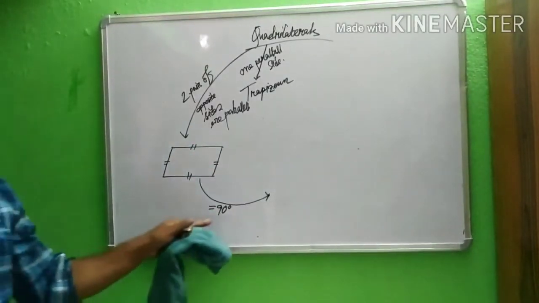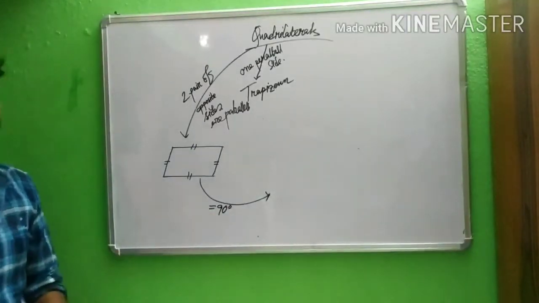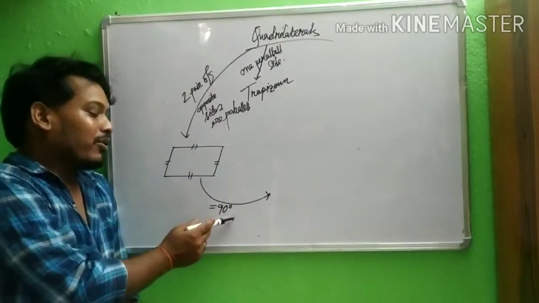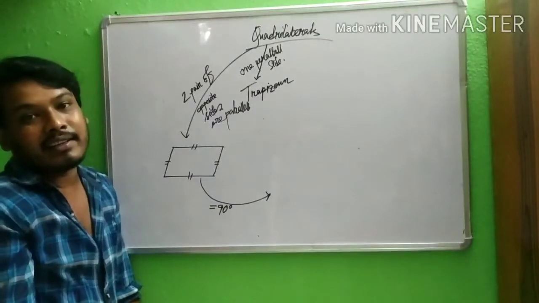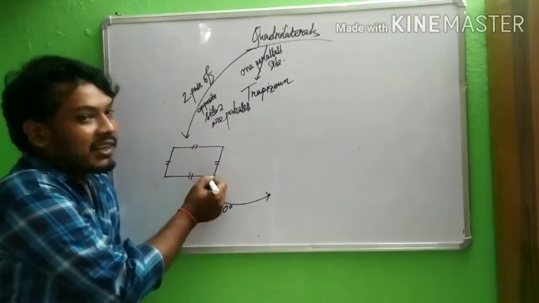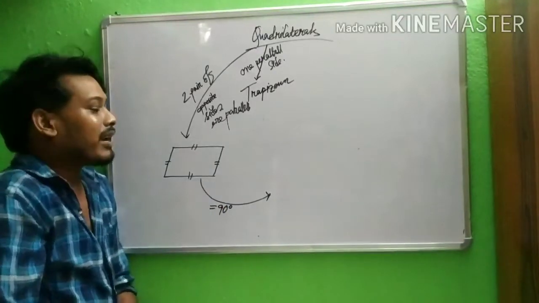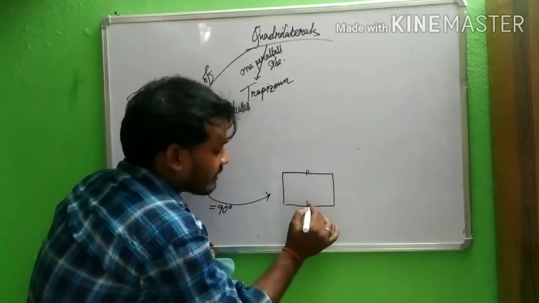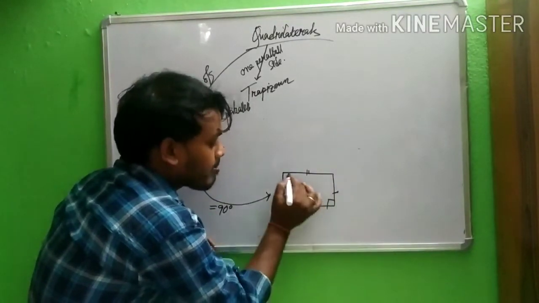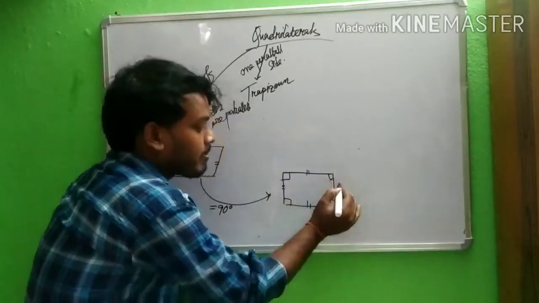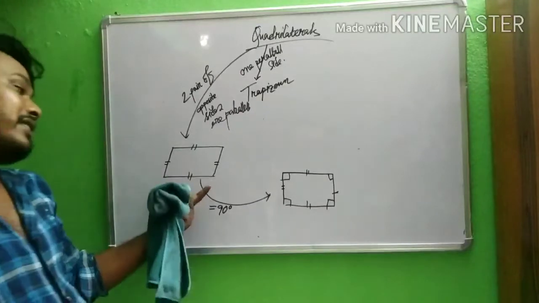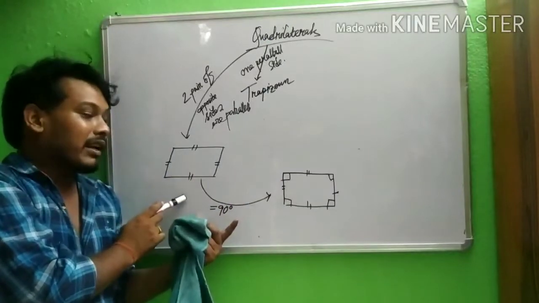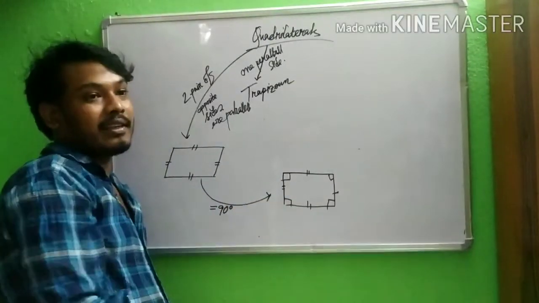Okay. So what is a rectangle? You can give the definition in this way also. A rectangle is a parallelogram whose all angles are 90 degrees. If all angles become 90 degrees, then it becomes a rectangle. Okay. So rectangle means a parallelogram with 90 degree angles. So you can give the definition from here also. A rectangle is a parallelogram whose all angles are 90 degrees.